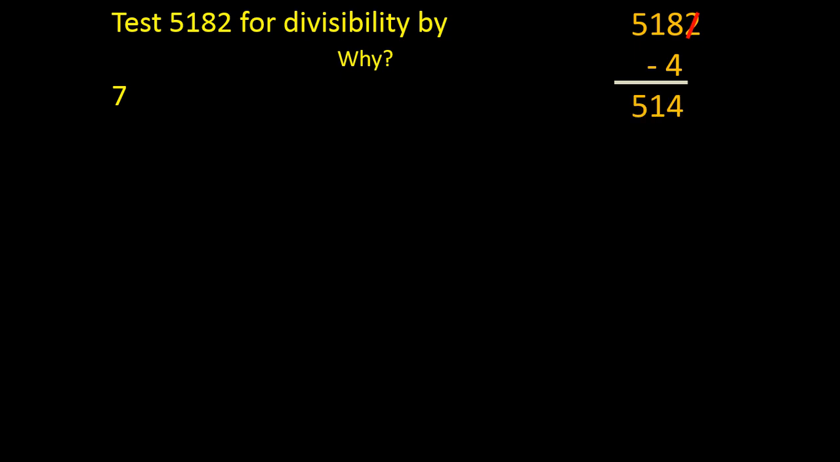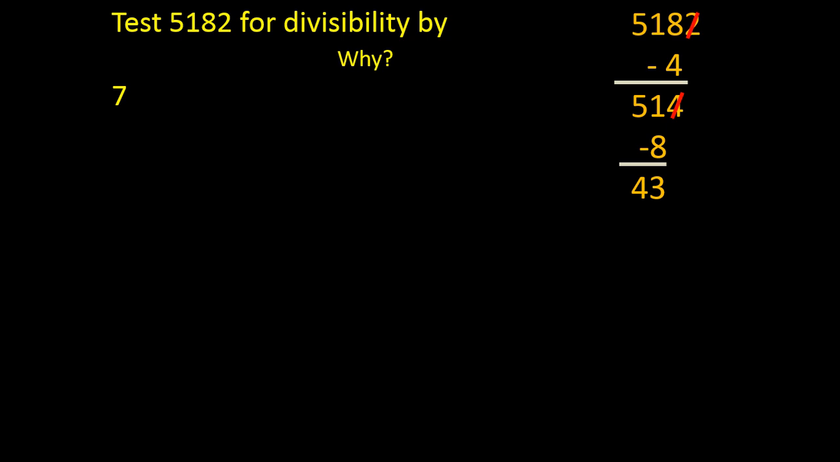Now I'm going to look at 514 and try to figure out whether that can be divided by 7. I'm not really sure. It's pretty big. So let's repeat the process. Cross out the 4, double it to get an 8, and subtract 8 from 51. That leaves us with 43. So now we think, does 43 divide by 7 evenly? Can we divide 43 by 7 and not get a remainder?